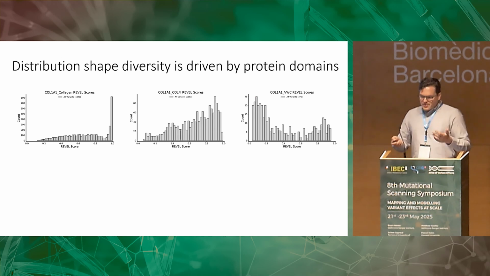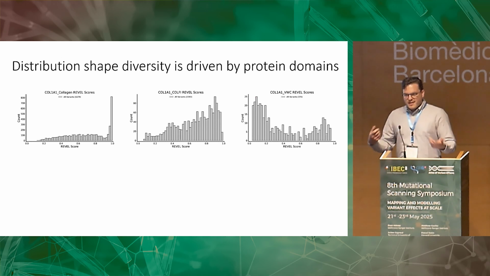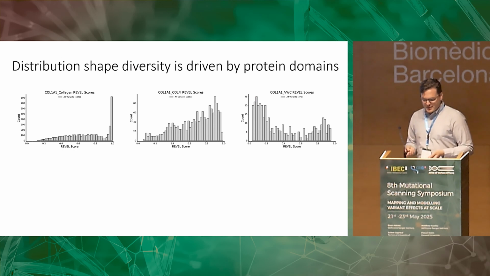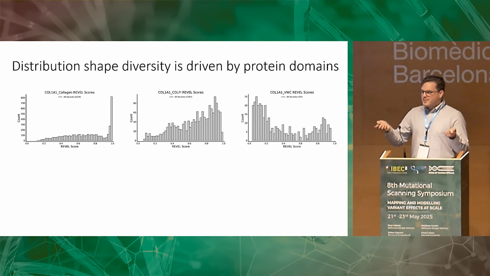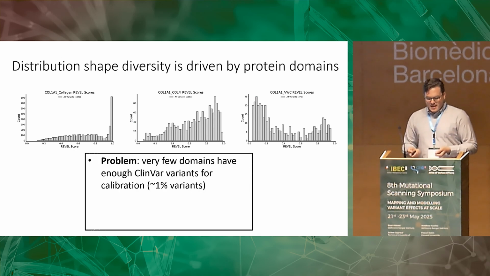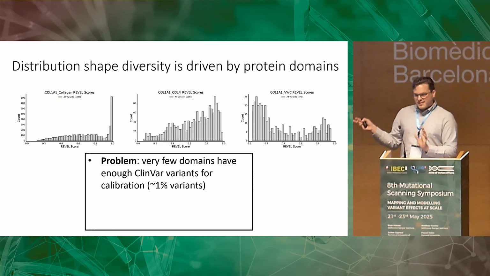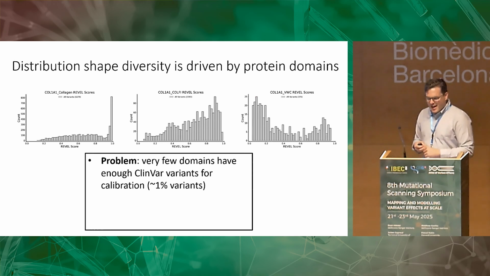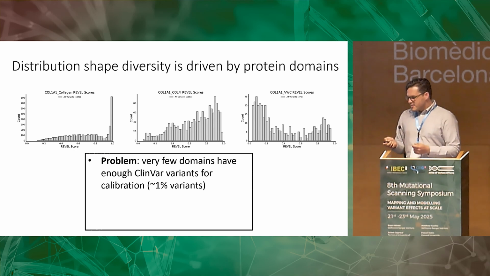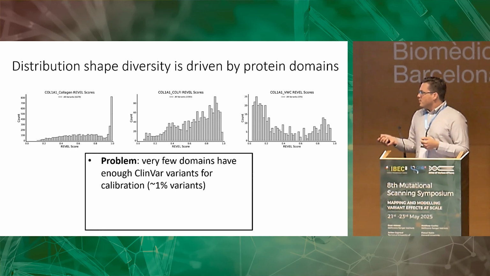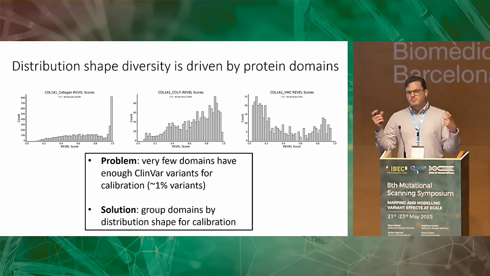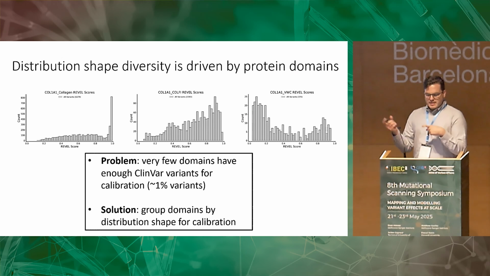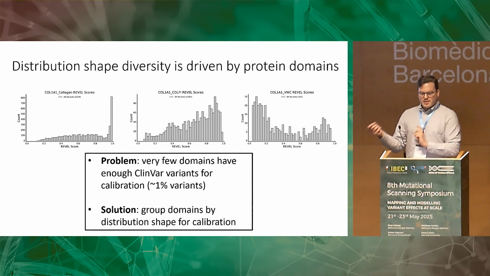And so, I just told you that very few genes actually have enough control variants to be calibrated individually. And now I'm saying we should break this down to the individual domains, which actually means even fewer domains now have enough control variants. And so it's actually about 1% of all domains that have data in Revel actually have enough variants to be calibrated. So the solution to this problem is we can take advantage of what we learned about these distributions to actually group domains by their distribution shape. Because when we see a particular distribution shape, we can almost predict where the pathogenic and benign variants will land.